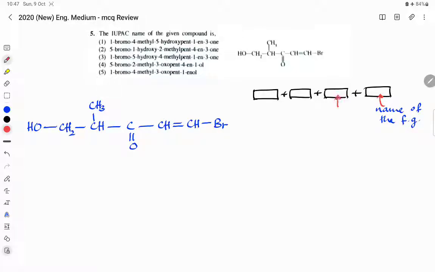The next part gives the bond structure of the skeleton. That means whether there is a carbon-carbon double bond, a triple bond or not. The third part gives the number of carbons in the skeleton. The first part gives the substituents, the names of all the substituents.